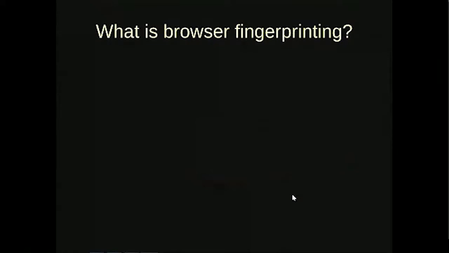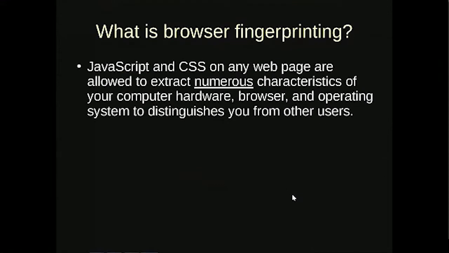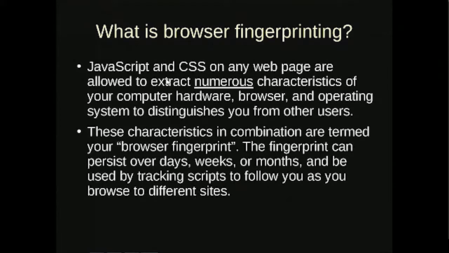The third technology is called browser fingerprinting. Sorry, that's an attack. Browser fingerprinting protection is the third technology that the Tor project is developing. So JavaScript and CSS on any web page are allowed to extract numerous characteristics of your computer hardware, your browser, and your operating system to distinguish you from other users. And these characteristics in combination are termed your browser fingerprint. And the fingerprint can persist over days, weeks, or months and be used by tracking scripts to follow you as you browse to different sites.